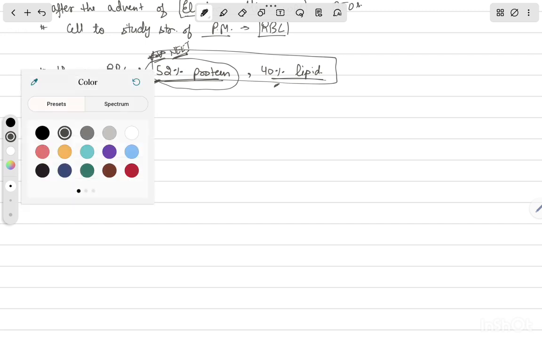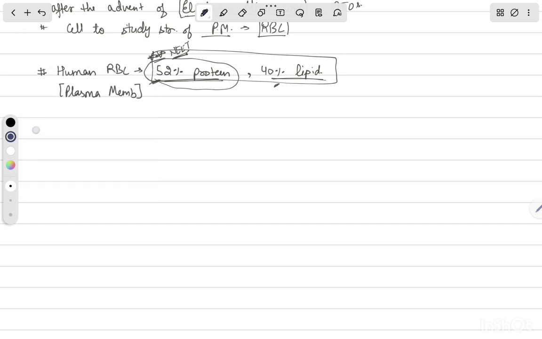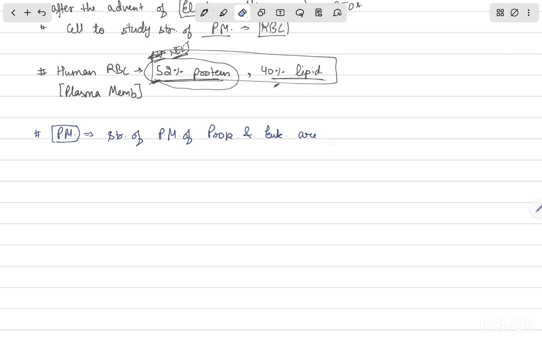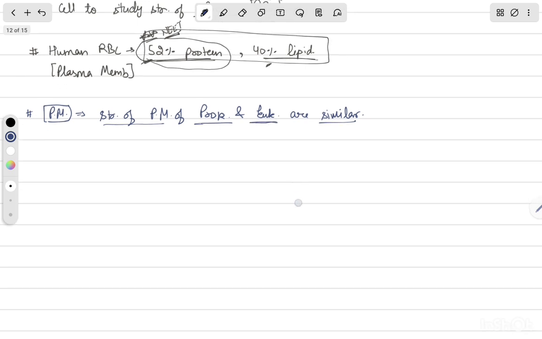Now, there is one important special note. If we compare the structure of the plasma membrane of prokaryotes and eukaryotes, then they are almost similar. The only difference is about the cholesterol particle, which we will discuss in the structure of the plasma membrane, right? So in general, the structure of the plasma membrane of prokaryotes and eukaryotes are almost similar.